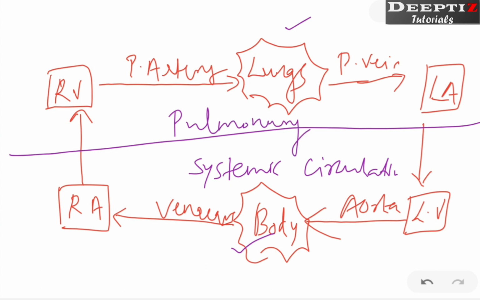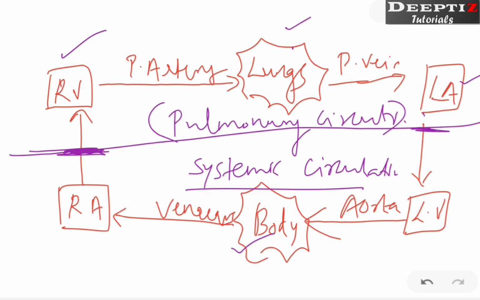So let's define it. Pulmonary circulation includes the passage of blood. Which valves will be here? That you should remember, right? Now, the circulation which involves the movement of blood from the right ventricle to the lungs, and from the lungs back to the left auricle, is termed as pulmonary circulation. What about systemic circulation? The movement of blood from the left ventricle to the body parts, and from the body parts back in the form of impure blood to the right auricle, we call systemic circulation.